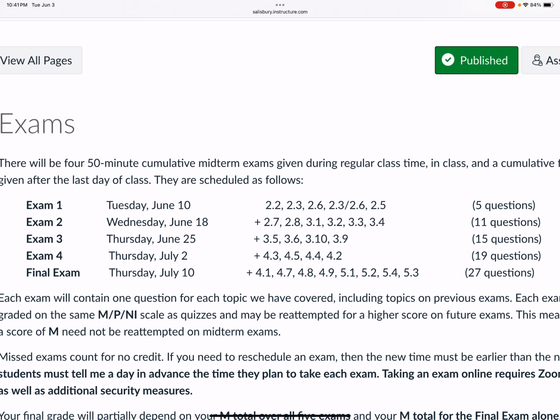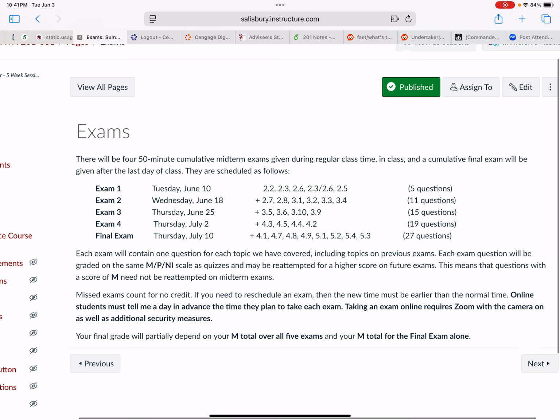So for that reason, you can periodically redo exam questions that you didn't master. The name of the game is masteries. Your course grade, as you'll see in a second, depends on the number of exam questions that you have mastered by the end of the semester.